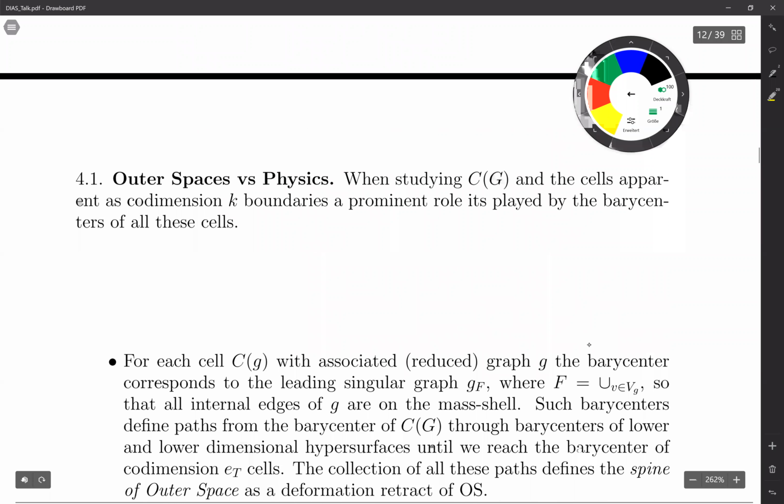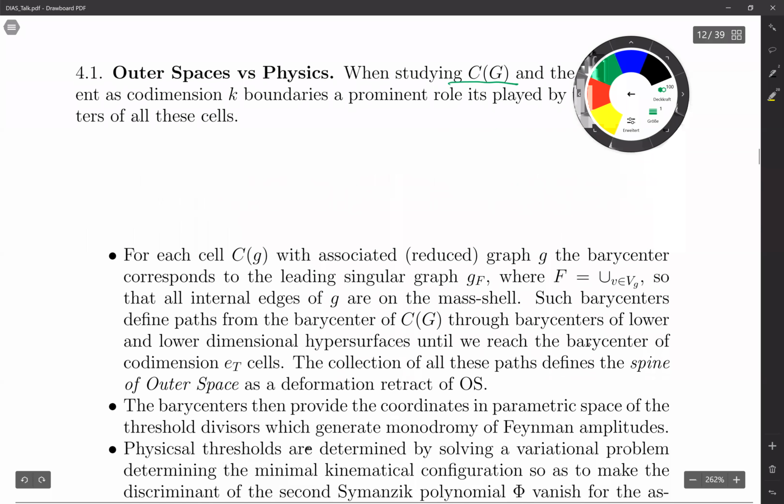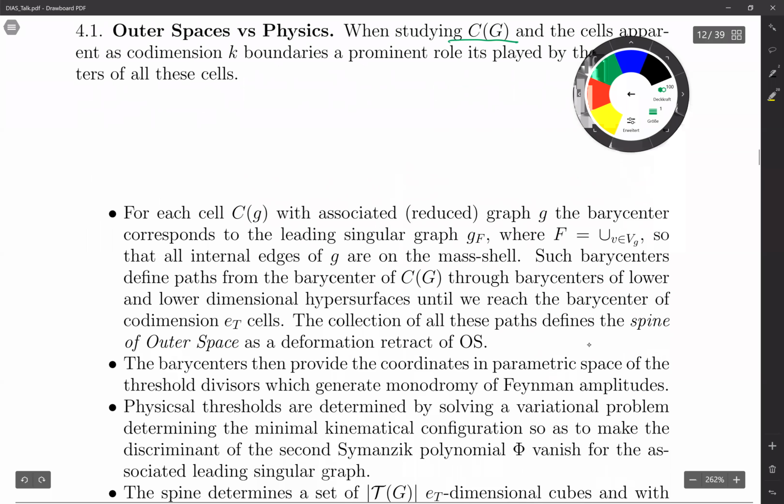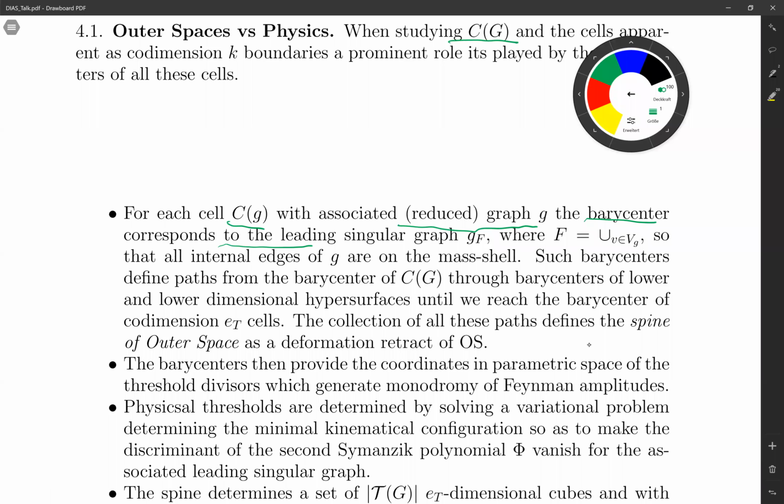So let's go there. We want to study cells C of G, and for each cell C of G, which has associated reduced graphs when edges shrink, we in particular look at the barycenter. The barycenter of a cell is the point where all internal edges are on shell, or to put it like that, where all edges have the same length, measured relative to their masses.